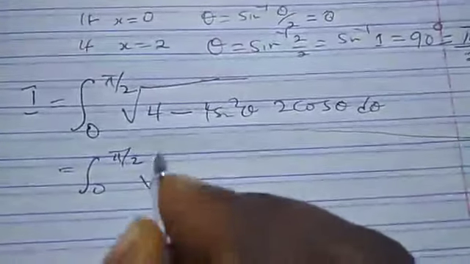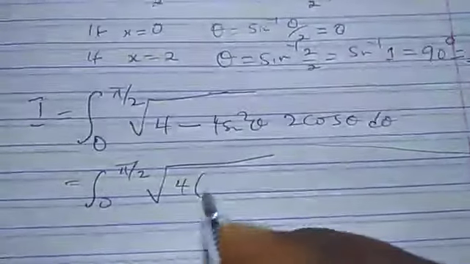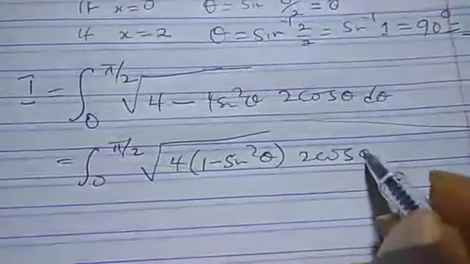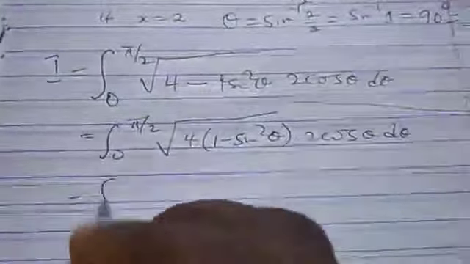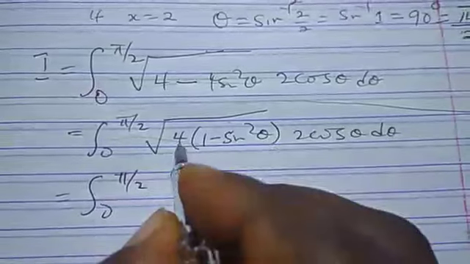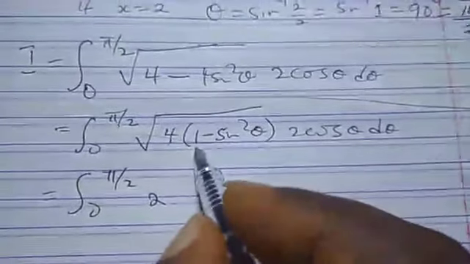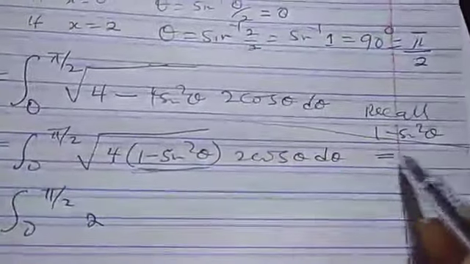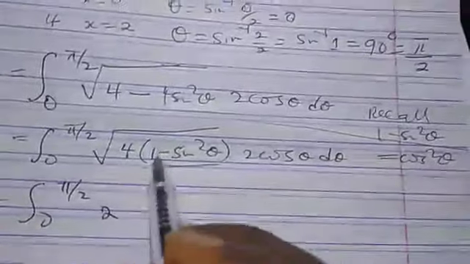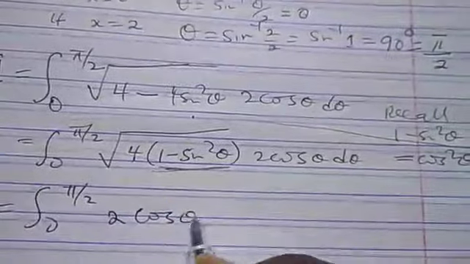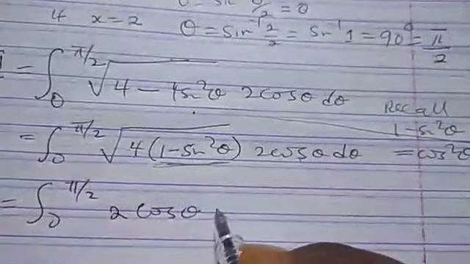So this one becomes, 4 is common. So we have 4 into 1 minus sine squared theta, 2 cos theta d theta. We can find the square root of 4 to be 2. Also, 1 minus sine squared theta, we recall that 1 minus sine squared theta, we have known this is equal to cos squared theta. And the square root of cos squared theta will give me cos theta times another cos theta.